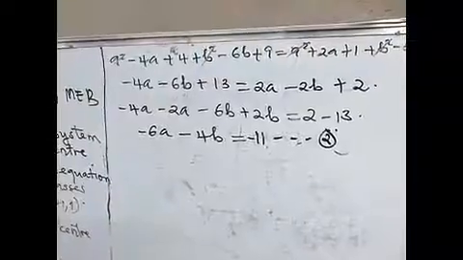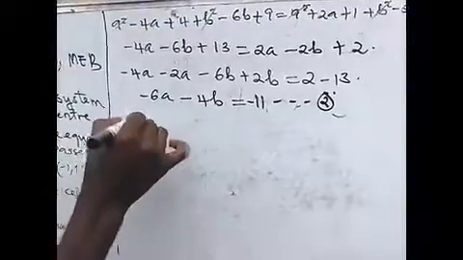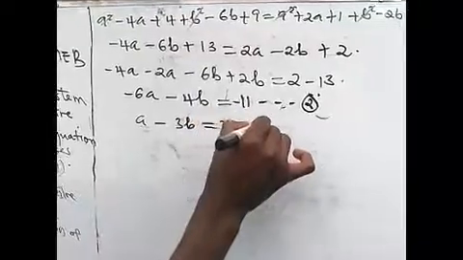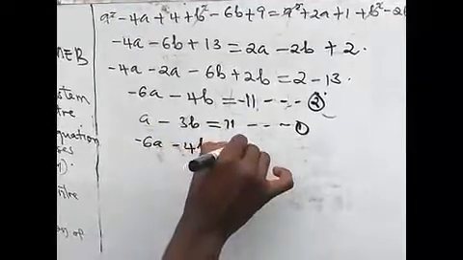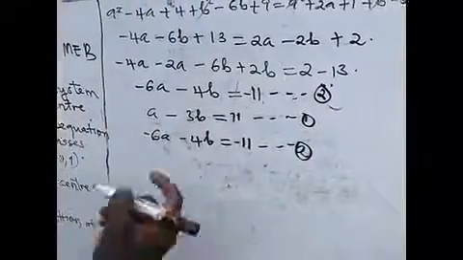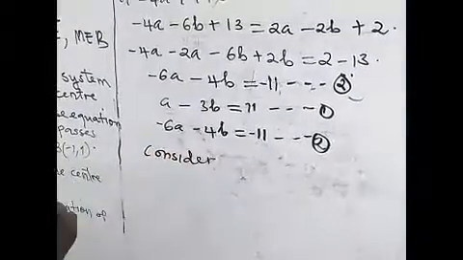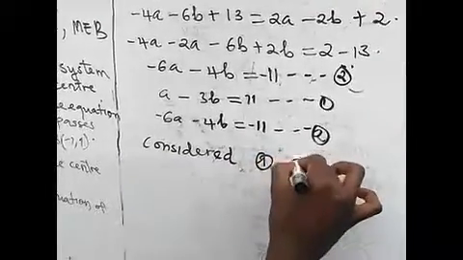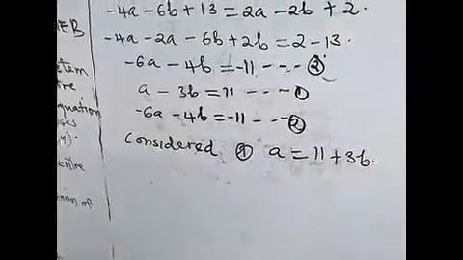So we are going to solve equations 1 and 2 simultaneously. We have our equation 1 as a minus 3b equals 11, and minus 6a minus 4b equals minus 11 as our equation 2. Let's consider our equation 1 and make a the subject, then substitute in our equation 2. Consider equation 1, we are simply going to have a equals 11 plus 3b. So we substitute in our equation 2 to solve for b.